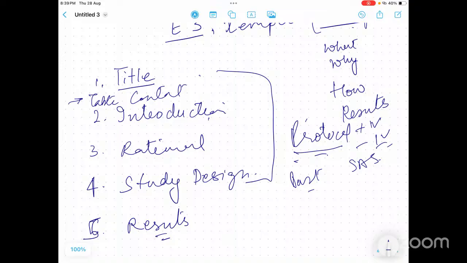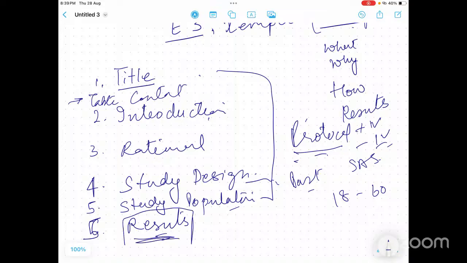So study design. Then sometimes there is also a section about study population, I can make it here. There are little bit changes organization to organization. Study population means which population is involved, is it male, female, 18 to 60, what population has been part of a clinical trial. Now result is important, very important.